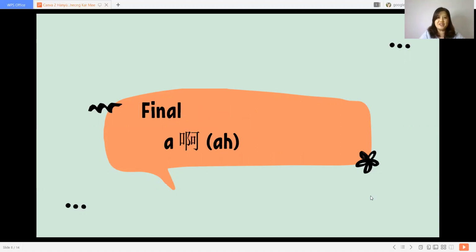And how about this category? This is the one without initial and without the tone at the same time. How do we pronounce this? We pronounce this as a, very light. We pronounce it very lightly and shortly. For example, when you see somebody who dresses up very pretty, you're going to say, 你好漂亮啊.